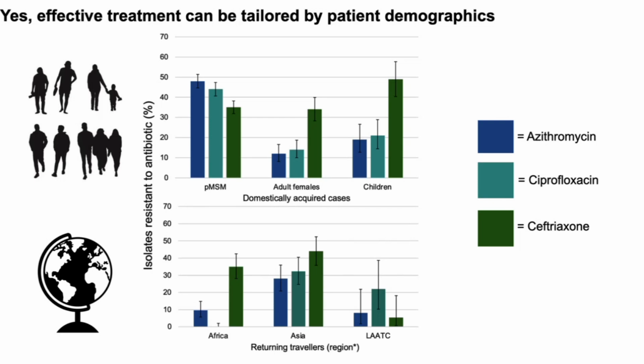But where the most interesting and perhaps most useful information is from the travel-associated demographics. As you can see, there were no isolates that were resistant to ciprofloxacin in the returning travellers from Africa associated isolates. So perhaps ciprofloxacin would be a good option for treating those people.